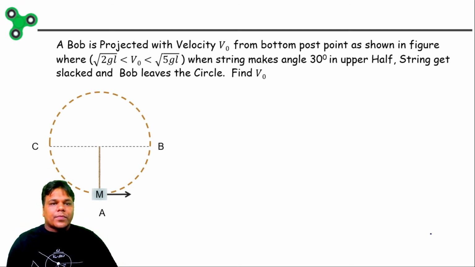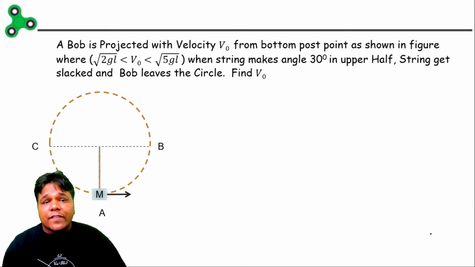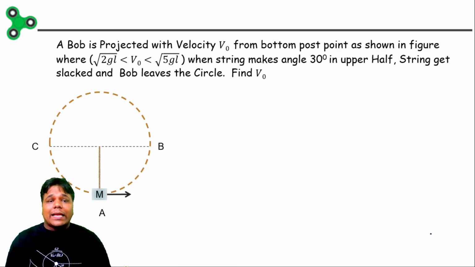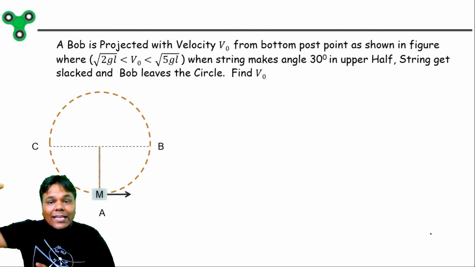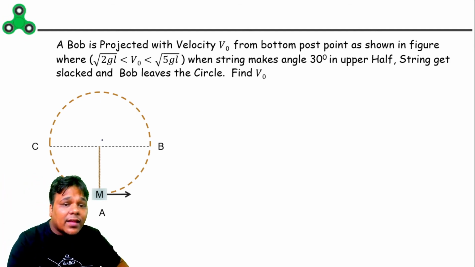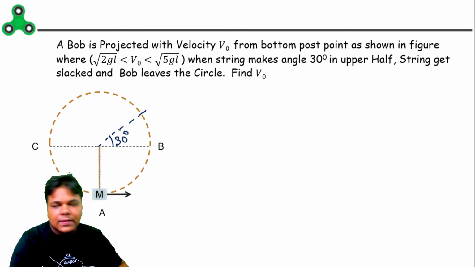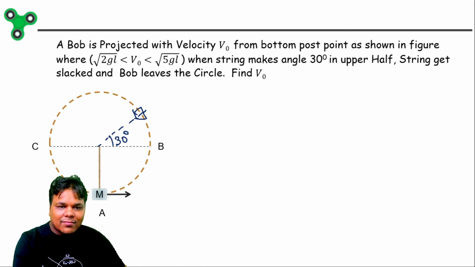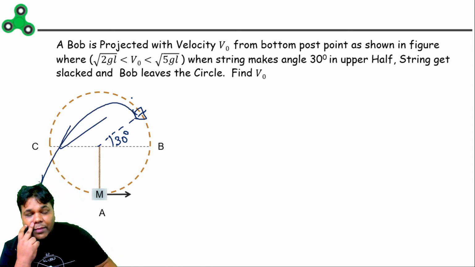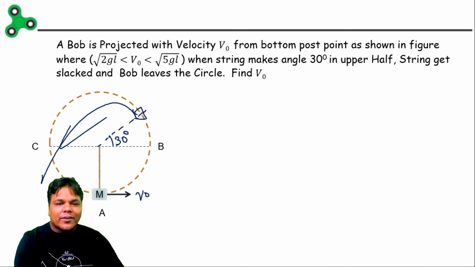One more question. A bob is projected with velocity v naught from the bottommost point as shown in the figure, where v naught belongs to root 2gL to root 5gL. When the string makes an angle of 30 degrees in the upper half, like this, the string gets slack and the bob leaves the circle. Now you need to calculate v naught.